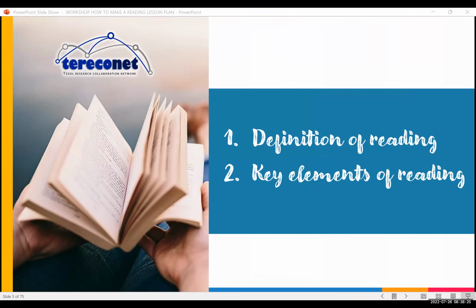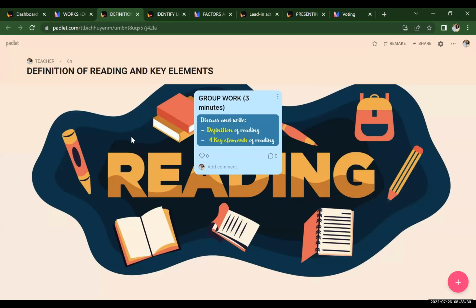Okay, now I'm going to ask you to join the breakout room to discuss and help me to type the definition of reading. Phrase only. Okay, I don't need the full sentence, just the phrase. What do you understand is the definition of reading? And then what are the 4 key elements of reading?